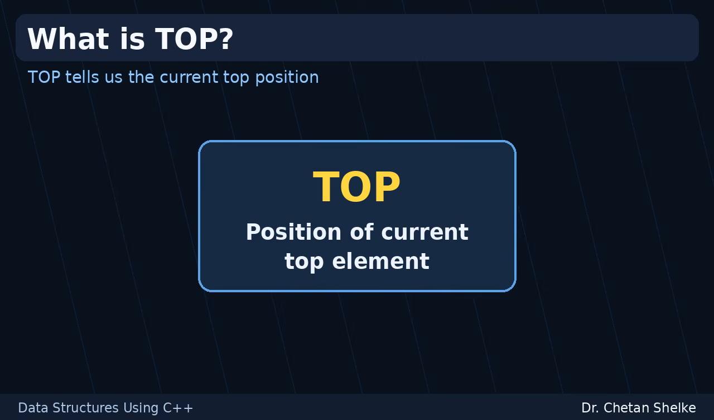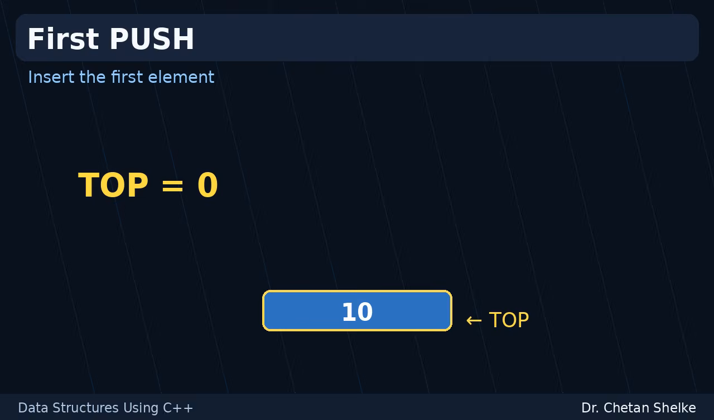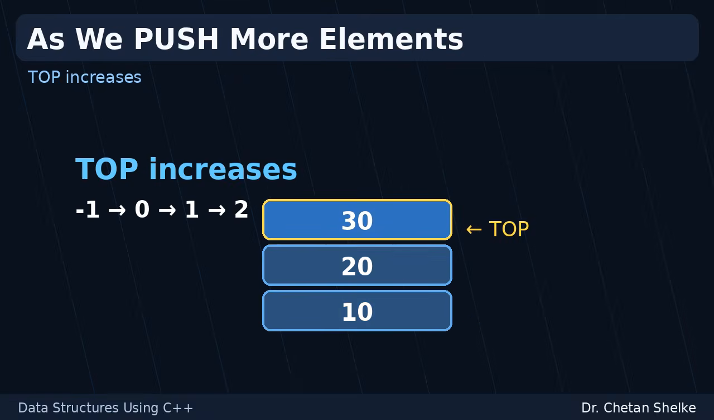Top tells us the position of the current element. When the stack is empty, top is -1. When we insert an element at the top, then top becomes 0. When we push an element, top increases.